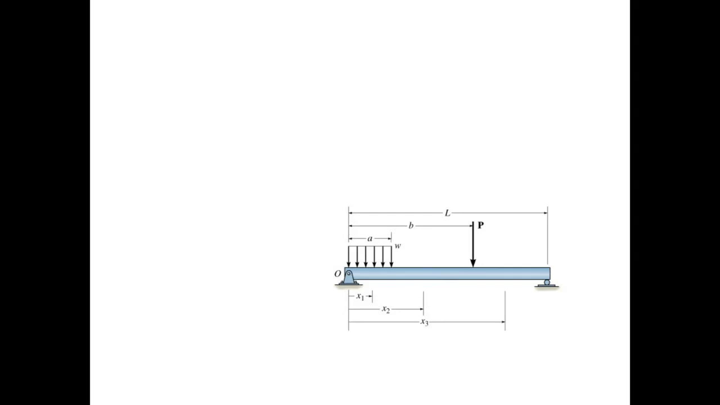So would you try partitioning this structure into how many zones? How many zones of loading are here? If you would partition this beam into a number of different zones, how many regimes of loading are here? Let me ask this question by posting a multiple-choice question.